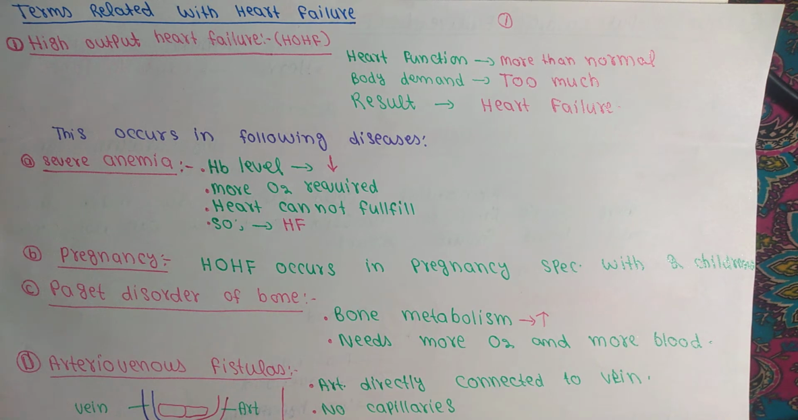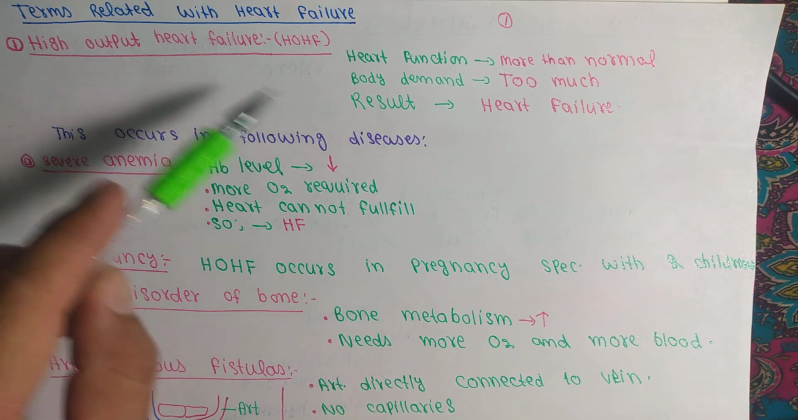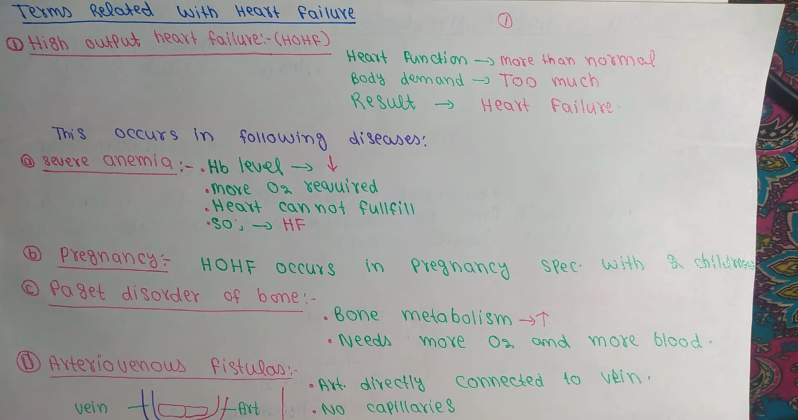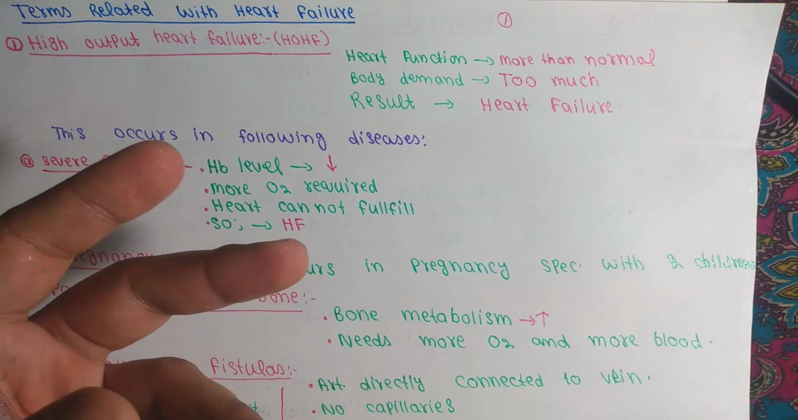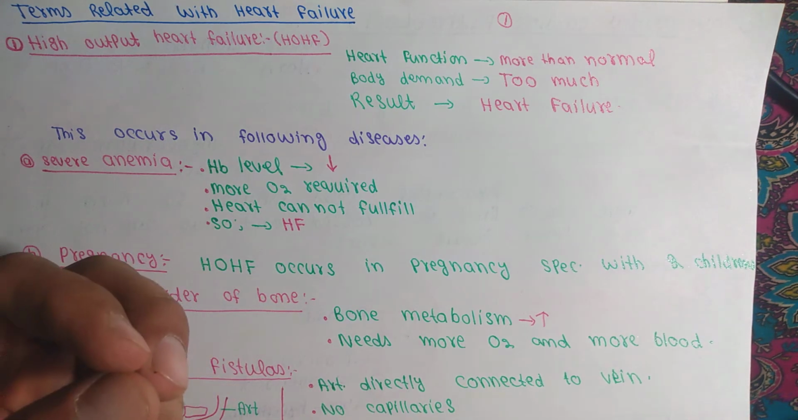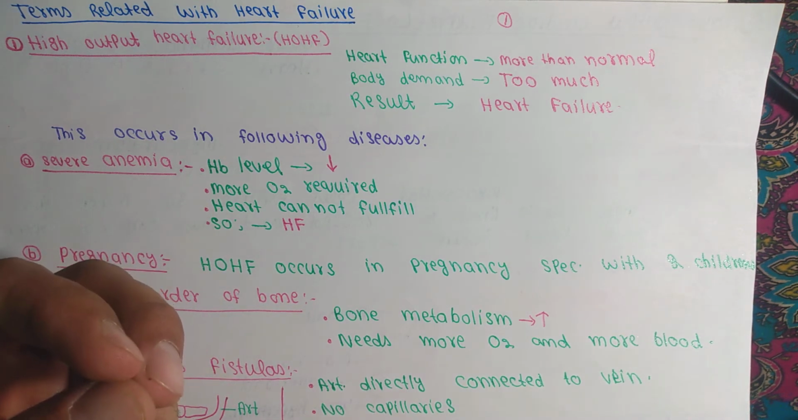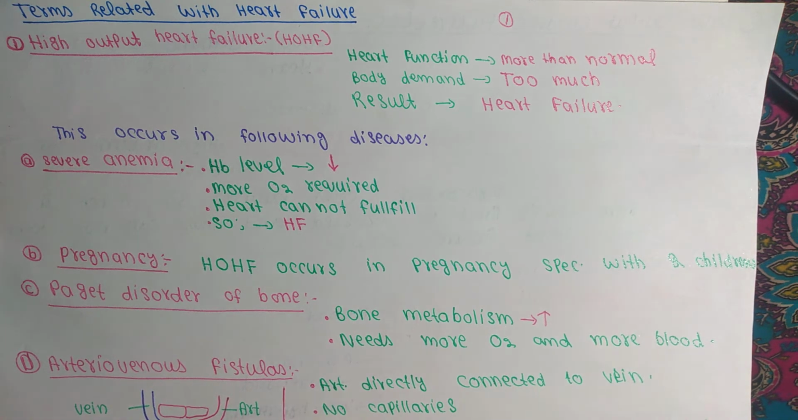First of all, we have high output heart failure. In high output heart failure, what actually happens? In this case, heart function is more than normal. The heart is normal, it is not pathological, but the demand of the body is too much, and this results in heart failure.